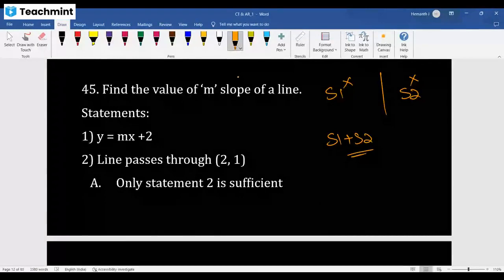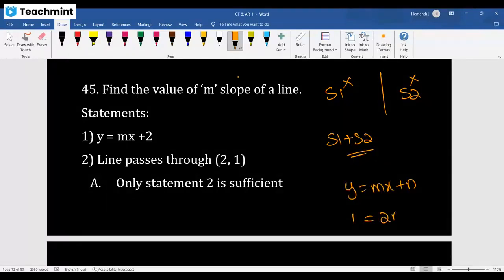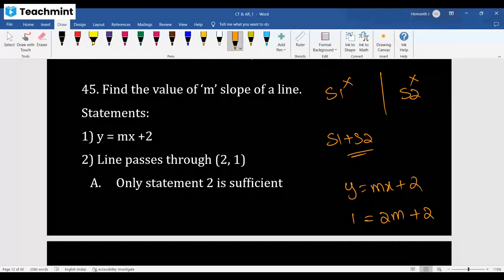Yeah, now you can substitute y equal to mx plus 2 in that, with y value 1 and x value 2, then you can find the m value. From this, the m value will be obtained as -1 by 2. Together is sufficient. Both statements together are sufficient.